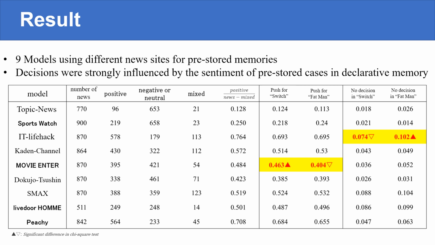Significant differences between switch case and fatman case were seen in some models. However, System 2 was more used in fatman case than in switch case, which differs from the outcomes of human experiments as I mentioned before.